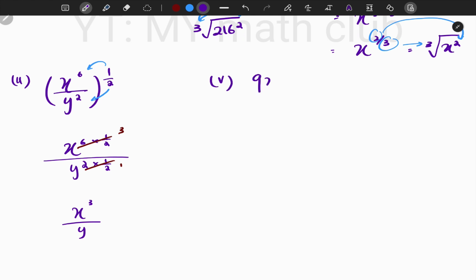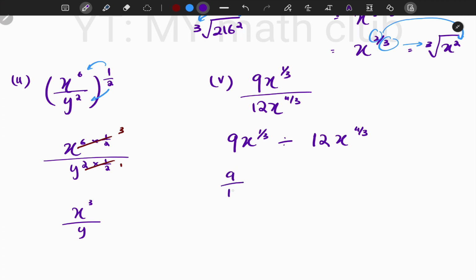The last question for today, question V, we have 9x to the power of 1/3 over 12x to the power of 4/3. The way you want to look at this is that you want to see the division operation, 9x to the power of 1/3 divided by 12x to the power of 4/3. In this case, you can use the coefficients to simplify each other first. That will give you 9 over 12. And then for x, you can take the powers and subtract, so x to the power of 1/3 minus 4/3. After you simplify, you get 3 over 4 x to the power of -1. The -1, again, you can apply the reciprocal and remove the negative. So you'll get 3 over 4x to the power of 1.